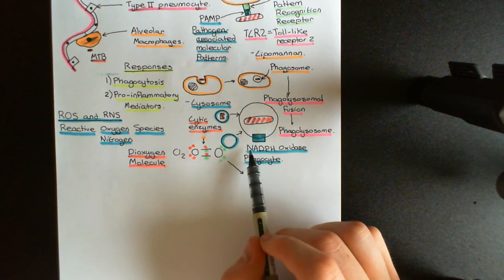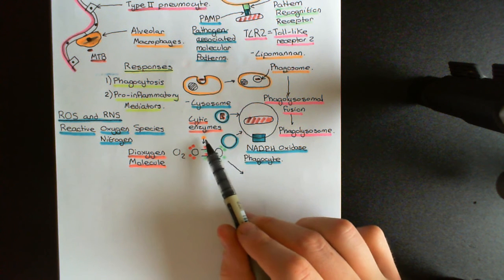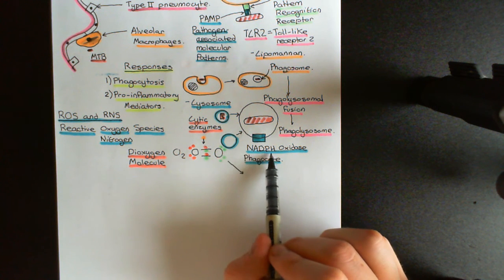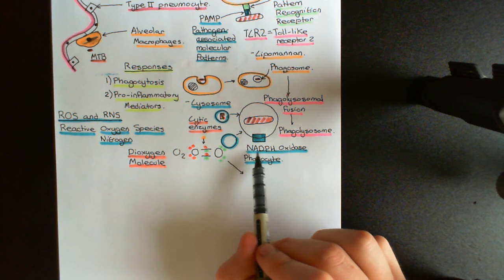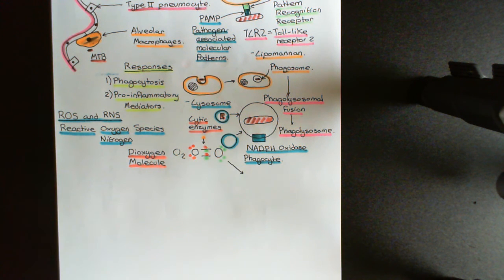And of course, from the name you can gather where it's going to get this electron from. It's going to get it from the electron carrier reduced NADP, but we won't dwell on that, we'll just look at this. So it's going to take an electron from NADPH and it's going to give it to a dioxygen molecule. And what actually happens when you force another electron onto a dioxygen molecule?